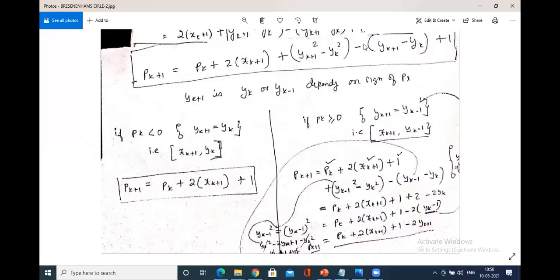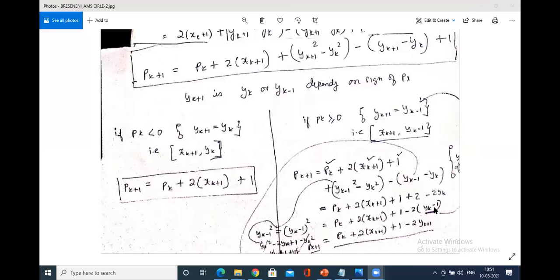How do you decide when pk is less than 0? xk plus 1 is always incremented in unit interval, whereas yk is fixed as yk itself, that is the y-intercept. Similarly, in the case where pk is greater than or equal to 0, that is 0 or more than 0, you will select the next y as yk minus 1. And how do you find this yk minus 1?